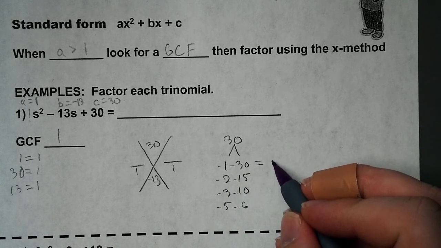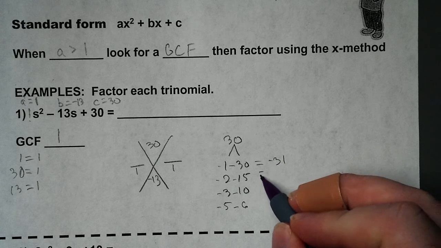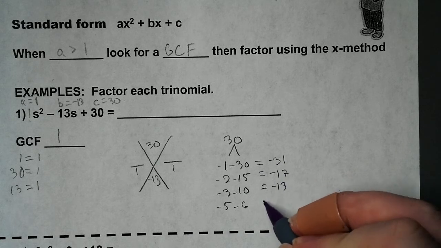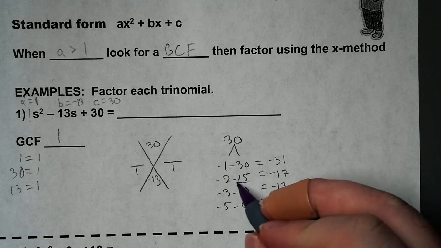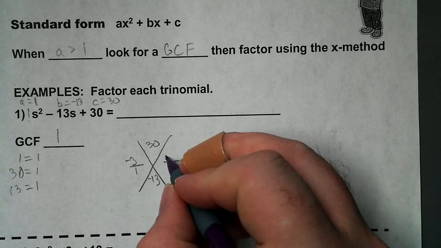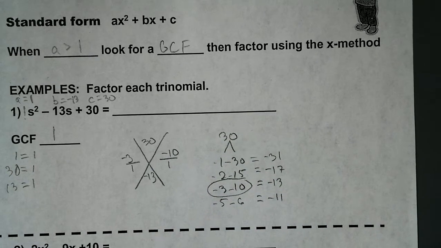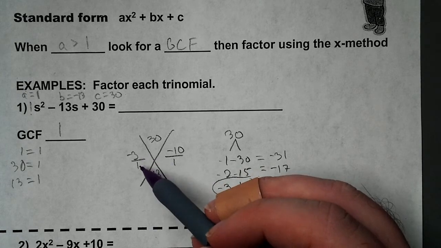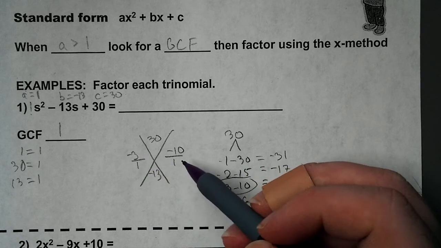Negative 1 and negative 30 is negative 31. This one's negative 17, negative 13, negative 11. So those are the factors I want. Negative 3 and negative 10. Now, on some of these fractions today, they will reduce, but negative 3 over 1, that's in simplest terms. Negative 10 over 1, that's in simplest terms.